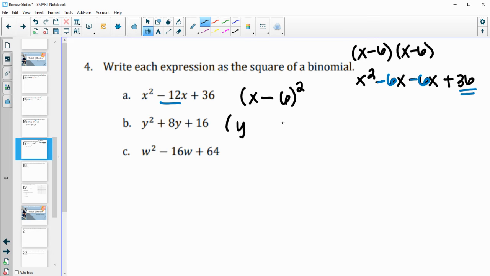So for this one, we're going to have y, and then the square root of 16 is 4, and then we need them both to be positive to get us +8 in the middle. And then square root of 64 is 8. So 8 times 8 gives us 64, and then we need -8 plus -8 to get us that -16 in the middle.